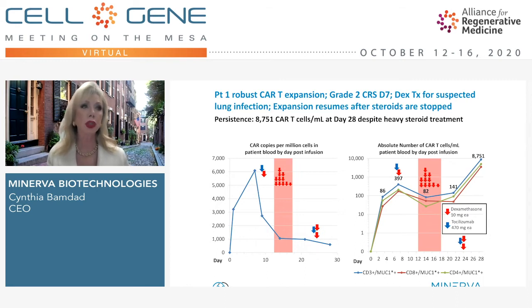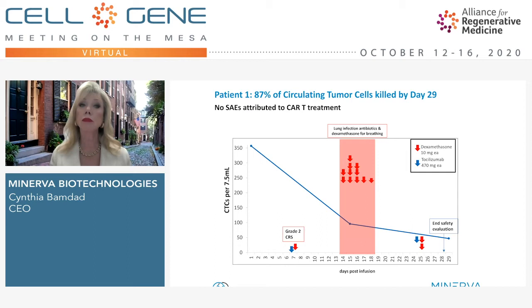And so on the left, we're showing PCR of the CAR T cells. On the right, we're showing the absolute number of CAR T cells. And what you can see is that once the steroid treatment was stopped, then the CAR T cells started expanding again. And at day 28, she still had 8,700 CAR-positive T cells per ml of blood. And an early hint at efficacy, the CAR T cells destroyed 87% of her circulating tumor cells.